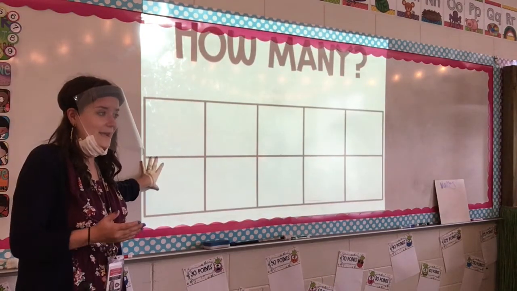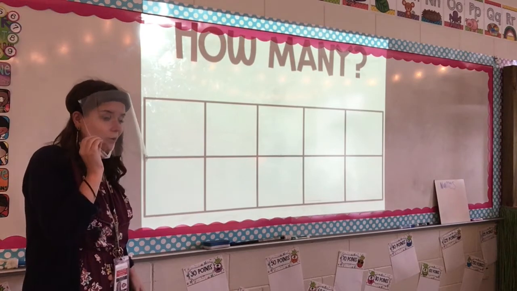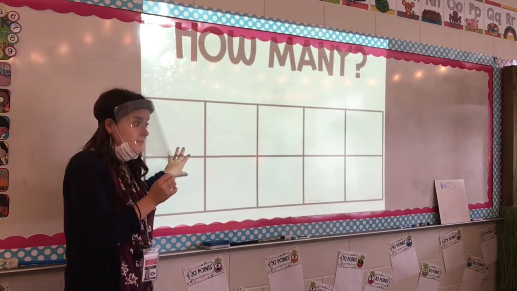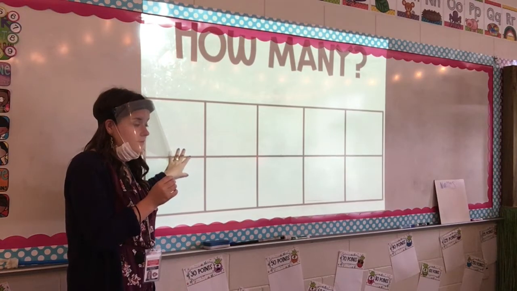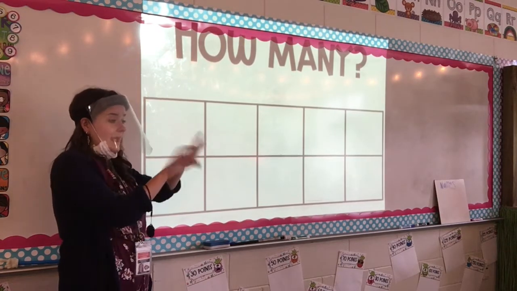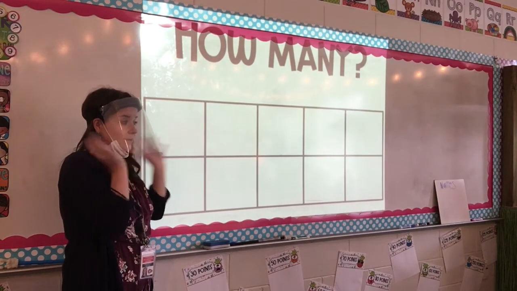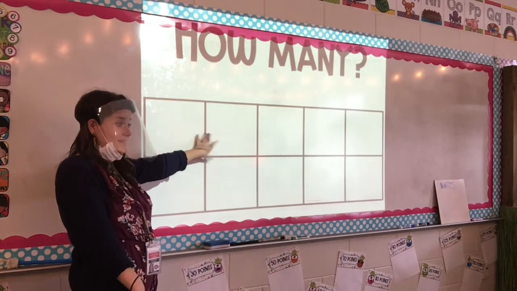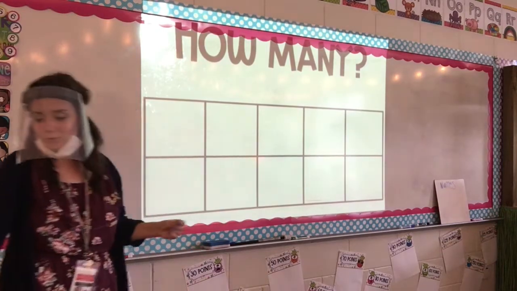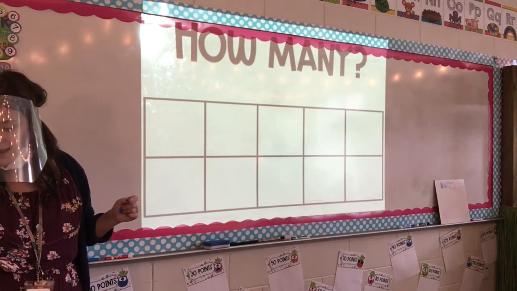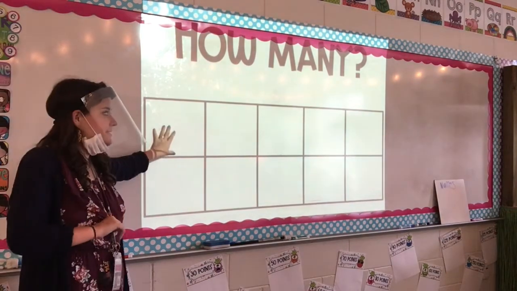What about this? How many do we have, Emil? 0. How many does 0 need to get 10? If we start with 0, we need how many to make 10? We need all 10. So again, it's 0 plus 10 equals 10. Good job. All right. You're getting pretty good at your 10 frames.